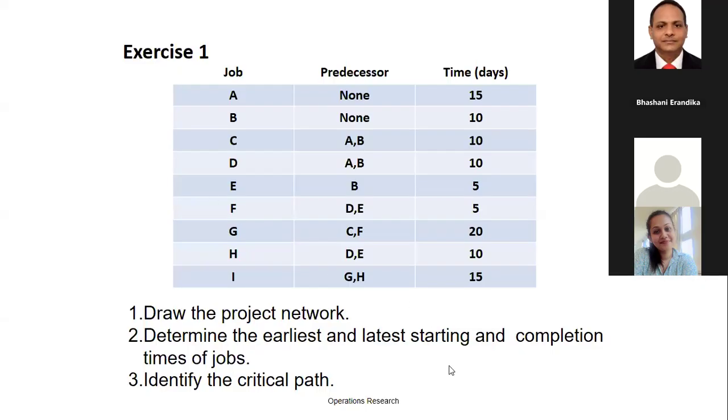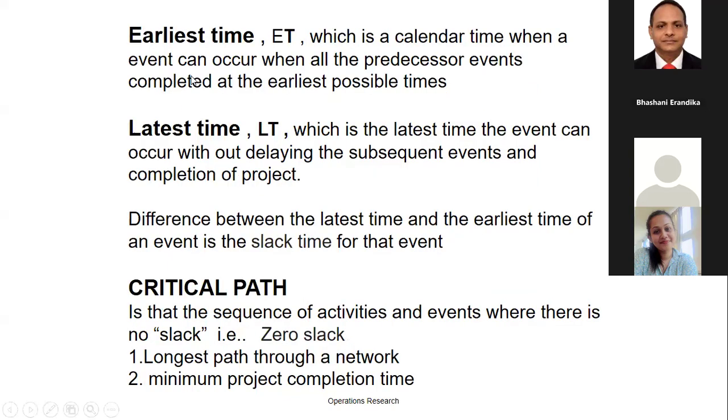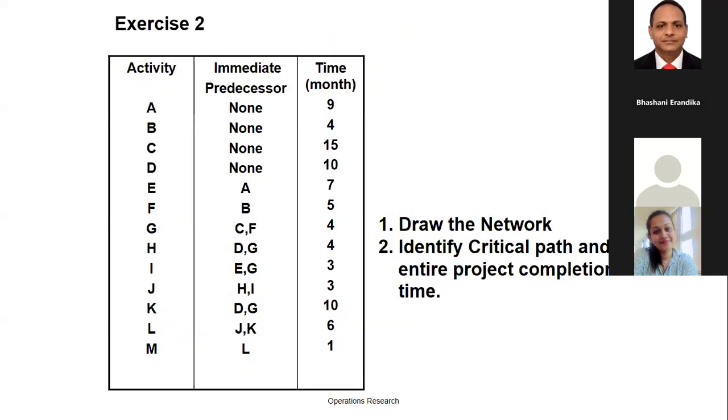The question asks: draw the project network. We already drew that. Determine the early starting time and latest completion time, and identify the critical path. Okay, that's the way we calculate the early starting time and latest completion time. You can just read later, not wasting time now. Right? Now we can focus on the second example.